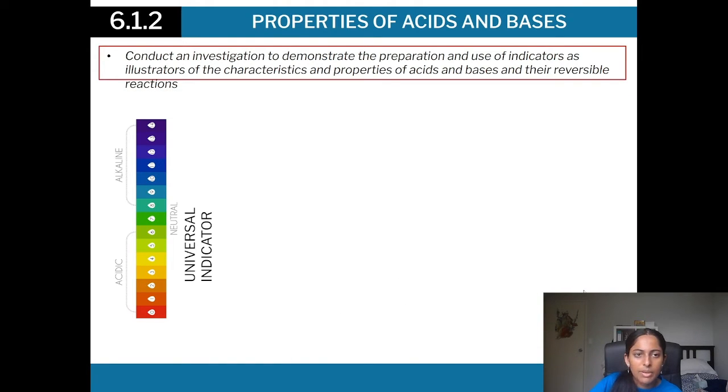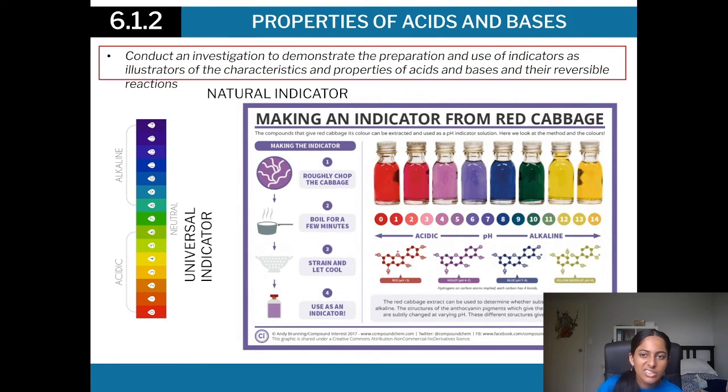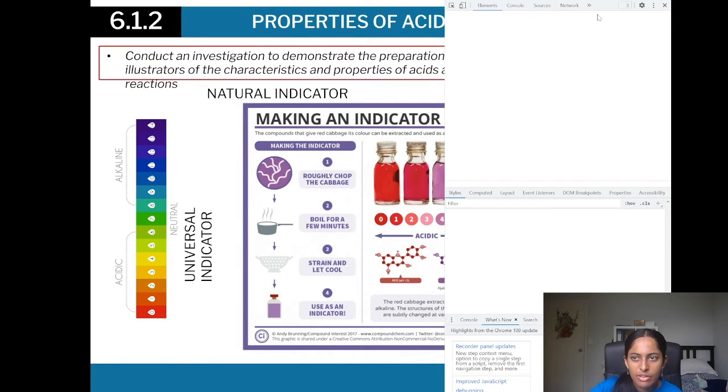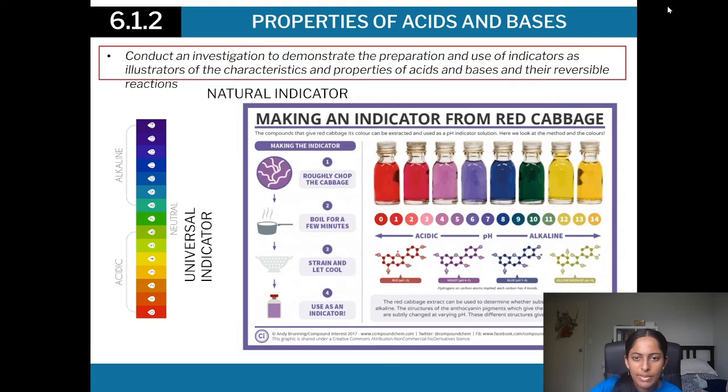Alrighty. And you also will be doing an investigation just to look at the use of indicators as well as the characteristics. So a very common one is making indicator with red cabbage. And that's pretty much when you boil the cabbage and you let it cool, and then the extract that you have is an indicator. So just make sure that you understand the practical of it, because you may be asked how would you use a natural indicator, and you'd be asked the steps in order to prepare it.